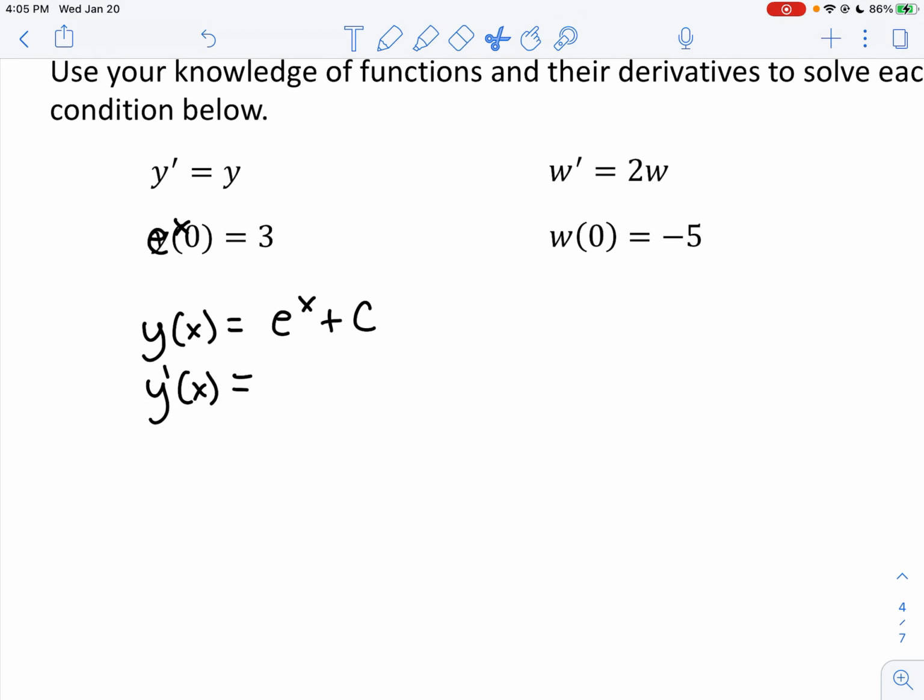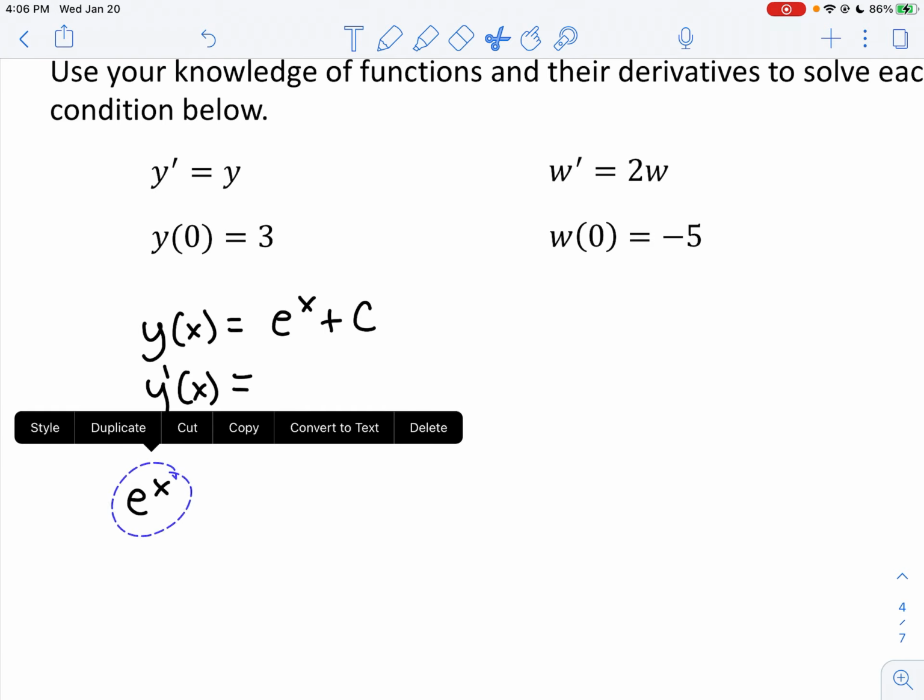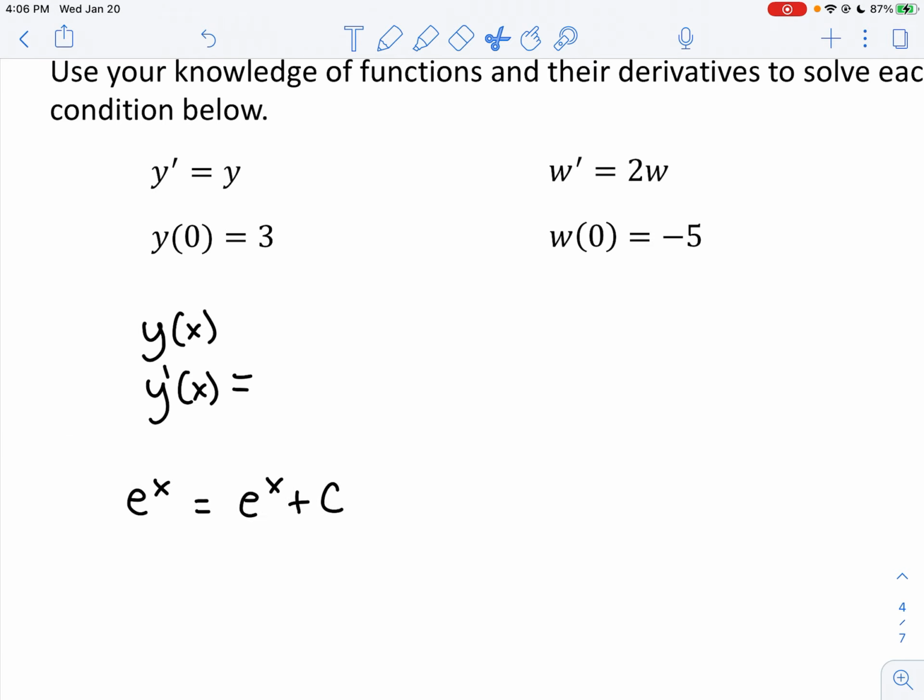So we're trying to recreate this equation, y prime is equal to y. Is it true that e to the x is equal to e to the x plus c for any c? Well, the answer is that's not true. It's only true if c is 0. It's not true for all c. So a general solution to this is not e to the x plus c.